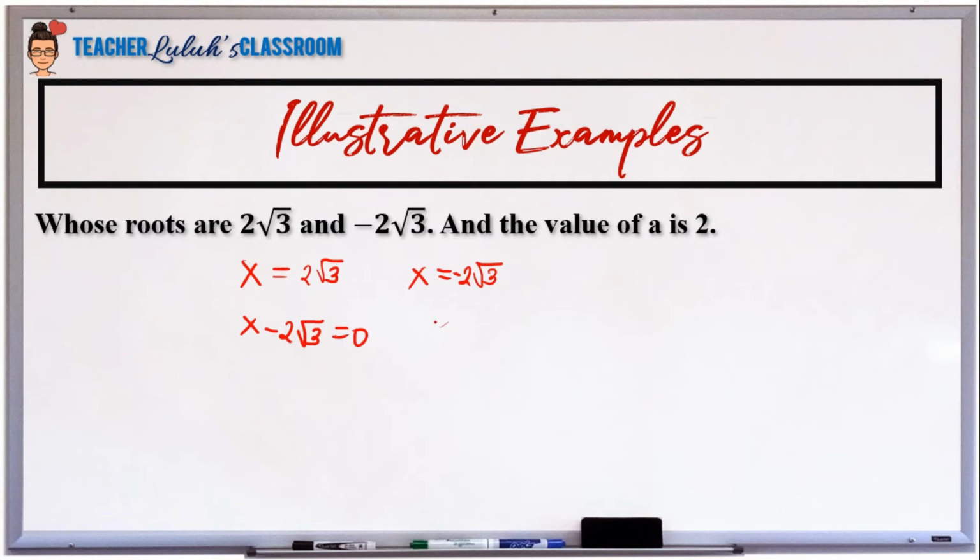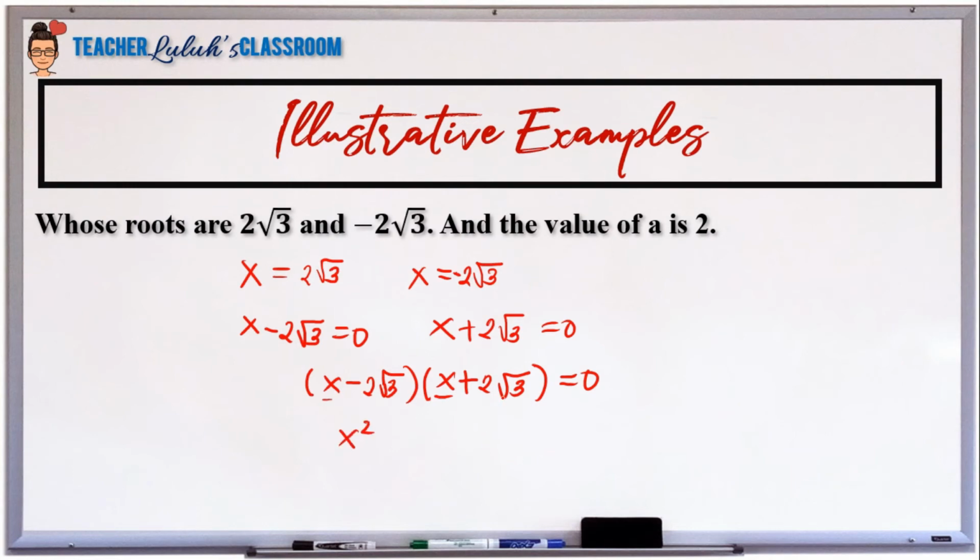And then, ito naman is plus. And then multiply. Yes. Na iniisip nyo na i-multiply, kaya parang mahirap na. But look at it. See, it's a special product. Sum and difference of two terms. So that is just the square of the first term. So I have x squared. And then the square of the last term. Minus the square of the last term.